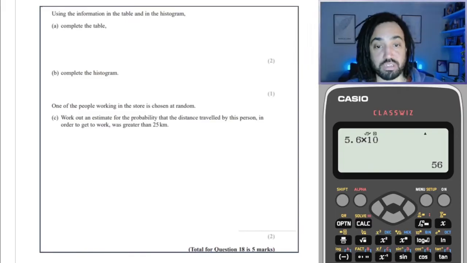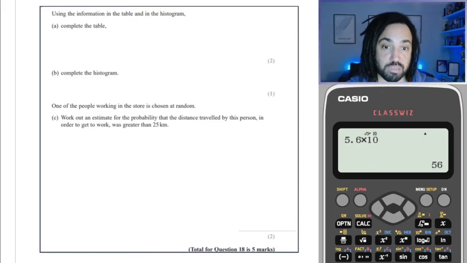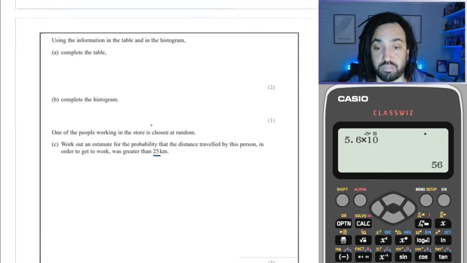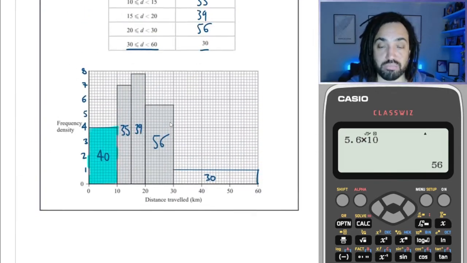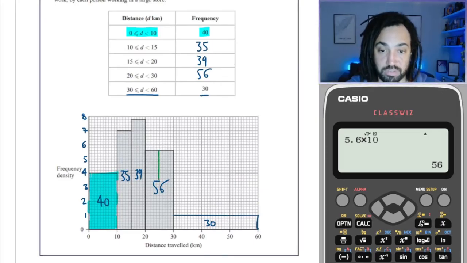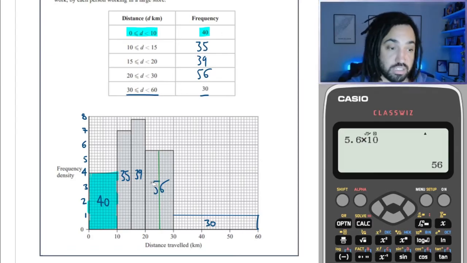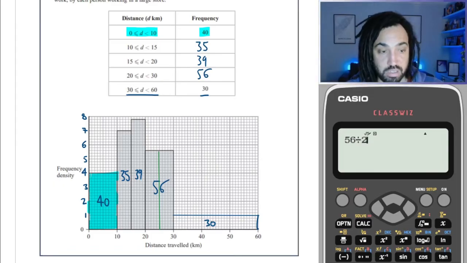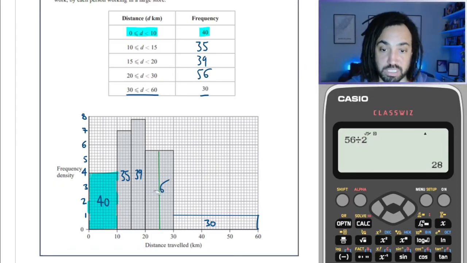Okay, so the final part says that someone is picked at random, work out the probability that the distance travelled to work was greater than 25. Okay, fine. So what we need to do is draw a line down at 25, and that splits this bar in half, and that bar is worth 56. So we will halve 56 to get 28, so we'll put 28 on either side, like so.